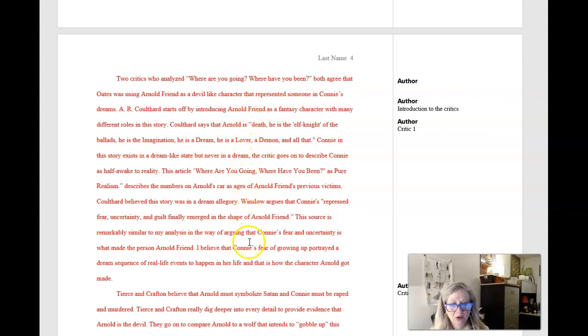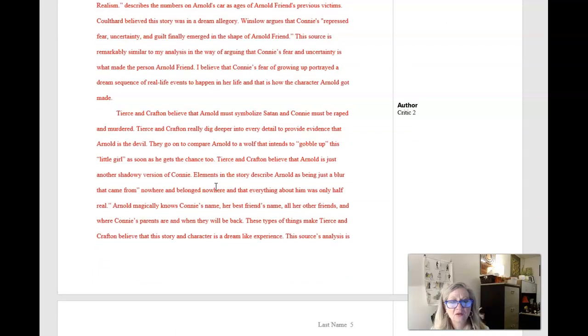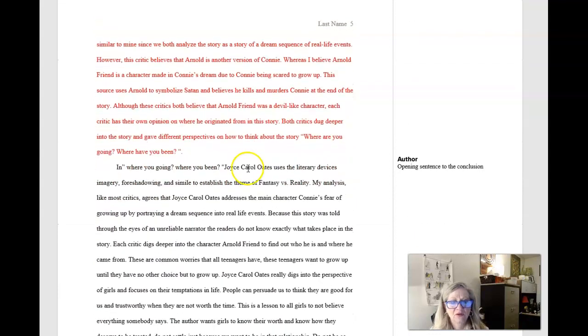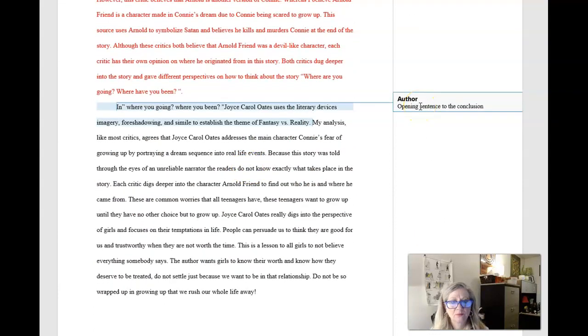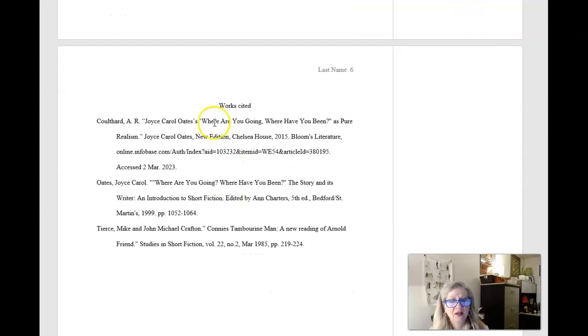The student spends the first paragraph talking about the first article, then transitions into discussing the second article. Again, keeping that comparison to the student's theme. How is it like the student's thesis statement? How is it unlike? And then shifts into the conclusion, where all of that information is sort of rehashed. And then the works cited, all three are on the works cited.